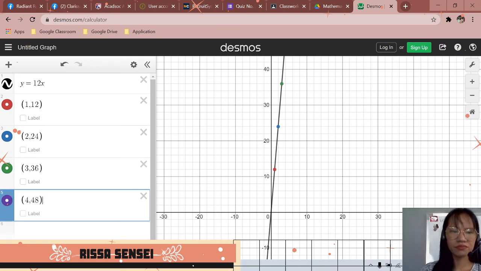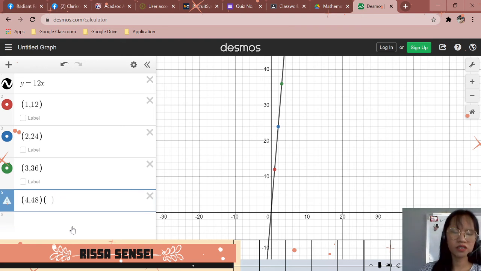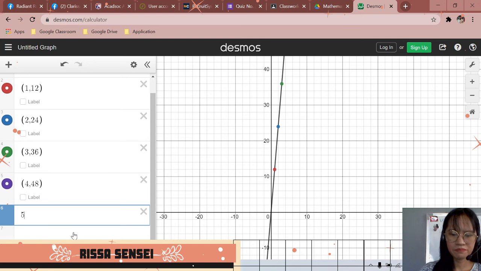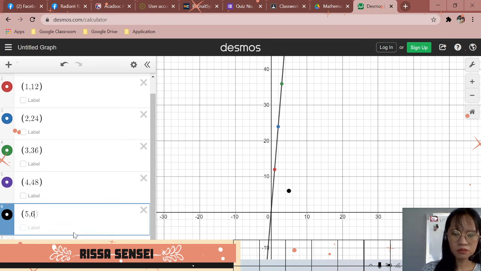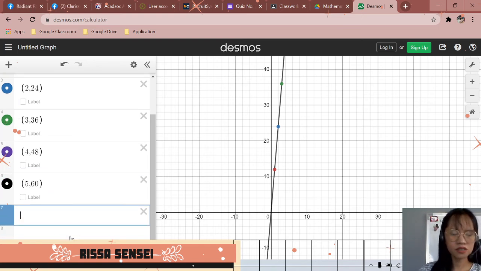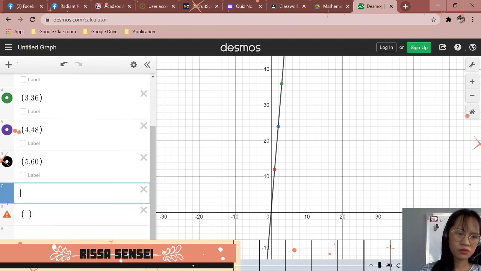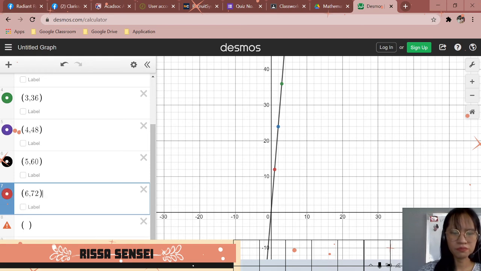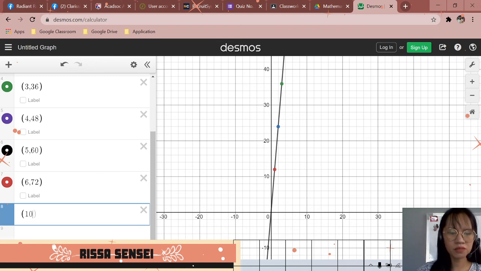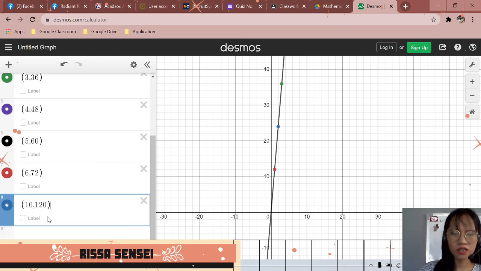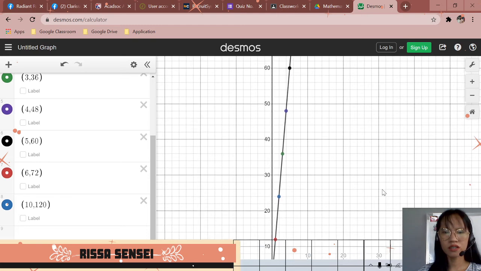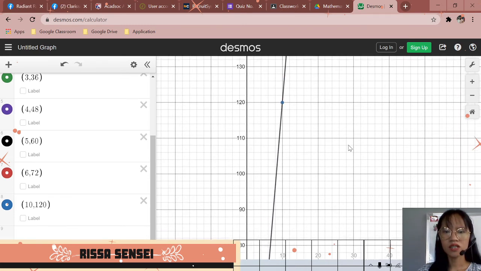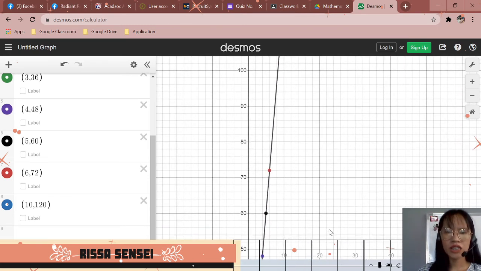(4, 48). (5, 60). Oops, sorry. Pag maglalagay kayo ng point, dapat may parenthesis kasi, rule, ordered pair yun. (6, 72). Ayan. Tapos yung kaninang nilagay natin, kapag 10 ballpen, that's 120. Tingnan natin kung ito ay mga nasa, ayan. So, sila ay nasa mismong linya.